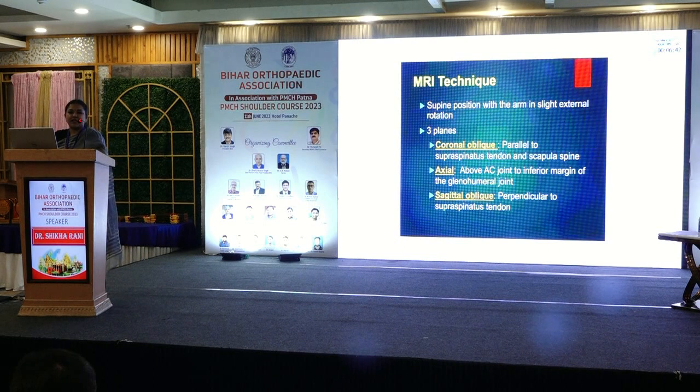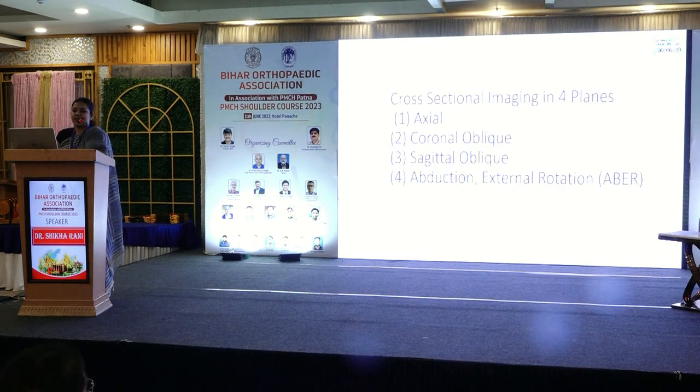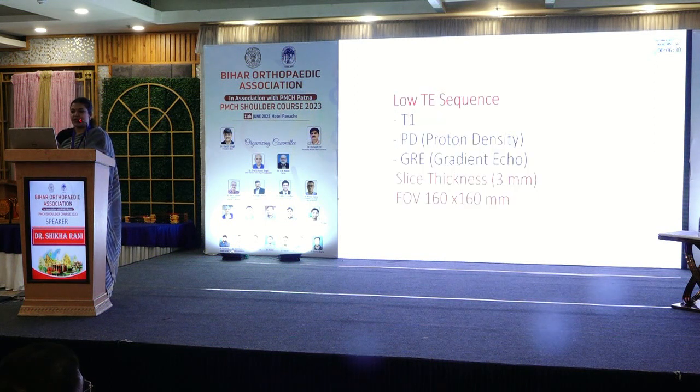For the MRI technique, the patient is in supine position with the hands lying by the sides and in slightly external rotation. We take mainly 4 planes, the cross-sectional study, starting from the axial plane, then coronal oblique, sagittal oblique, and abduction and external rotation. Sequences are very important because from degeneration to the frank tear, different sequences are used, but it depends upon the faculty which sequence and at which position, whether coronal oblique or sagittal oblique, he feels comfortable to locate the tendon or any ligaments.